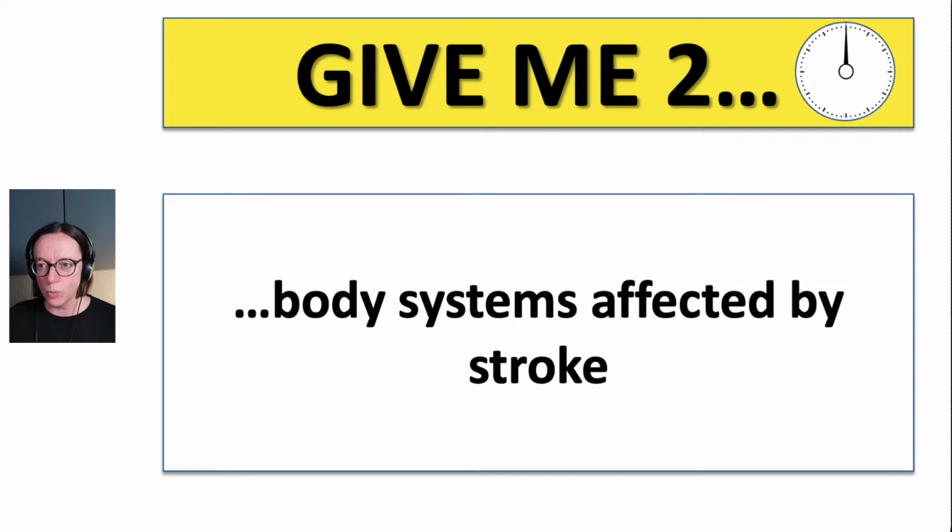So what part of your body does a stroke originate from? So where's the problem happening? And then there's one really key body system that is affected after a stroke occurs. Can you tell me what that is? I'll give you 30 seconds.